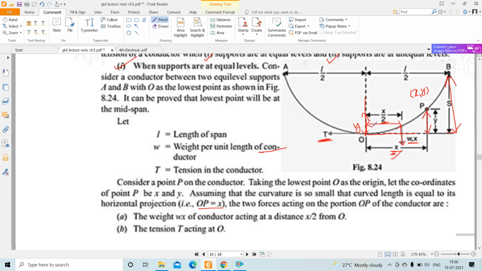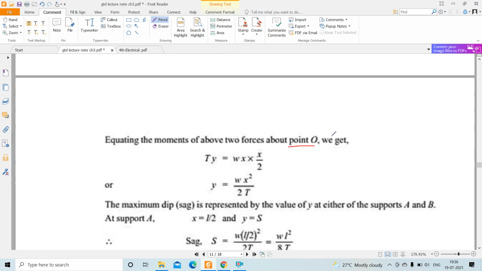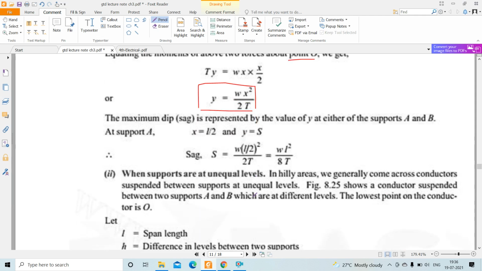So one moment is T into y, force into perpendicular distance y, and that is equal to the force Wx into perpendicular distance x by 2. Equating the moments of the two forces, T into y is equal to Wx into x by 2. So we got y is equal to Wx square by 2T. We got the equation for y.